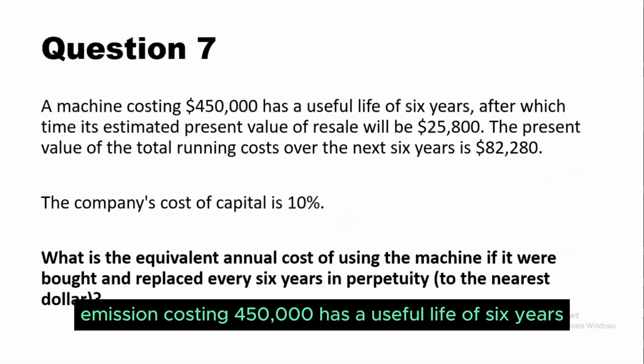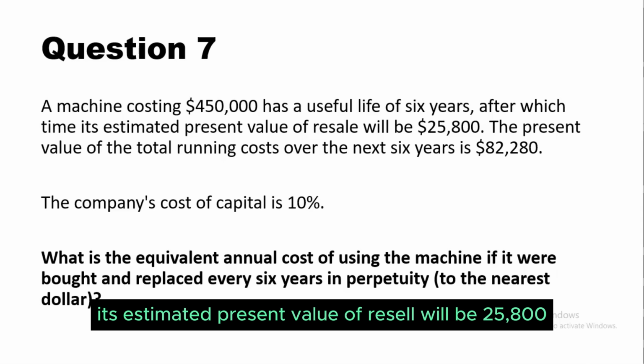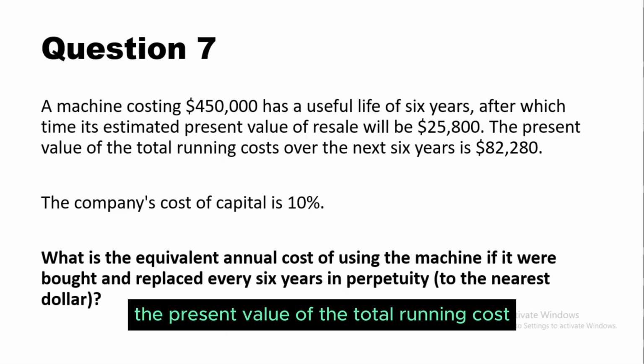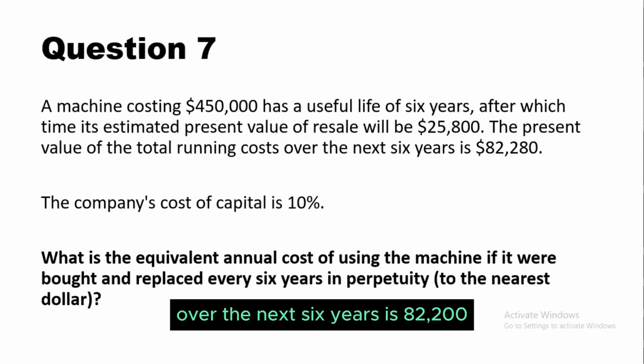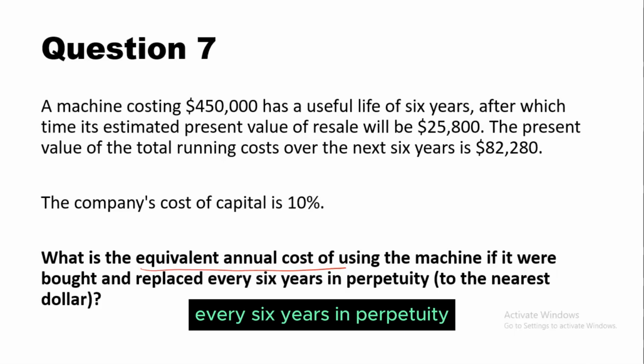A machine costing 450,000 has a useful life of 6 years, after which time its estimated present value of resale will be 25,800. The present value of the total running cost over the next 6 years is 82,200. The company's cost of capital is 10%. What is the equivalent annual cost of using the machine if it were bought and replaced every 6 years in perpetuity?